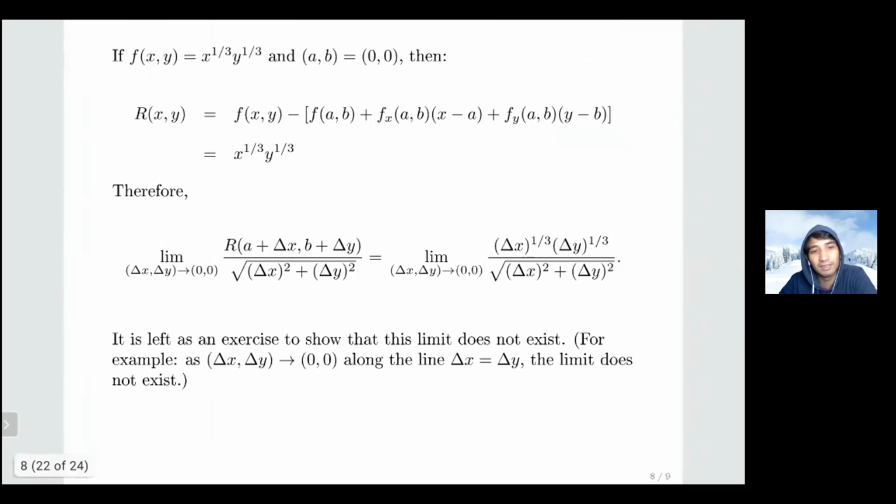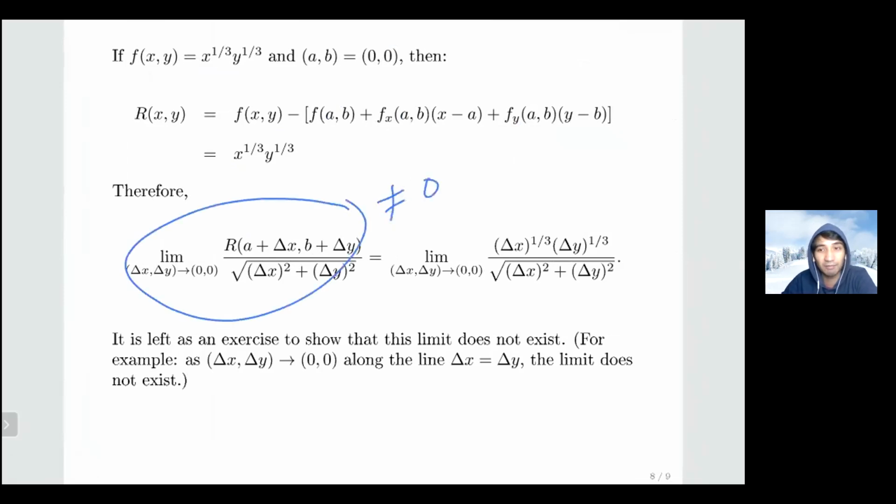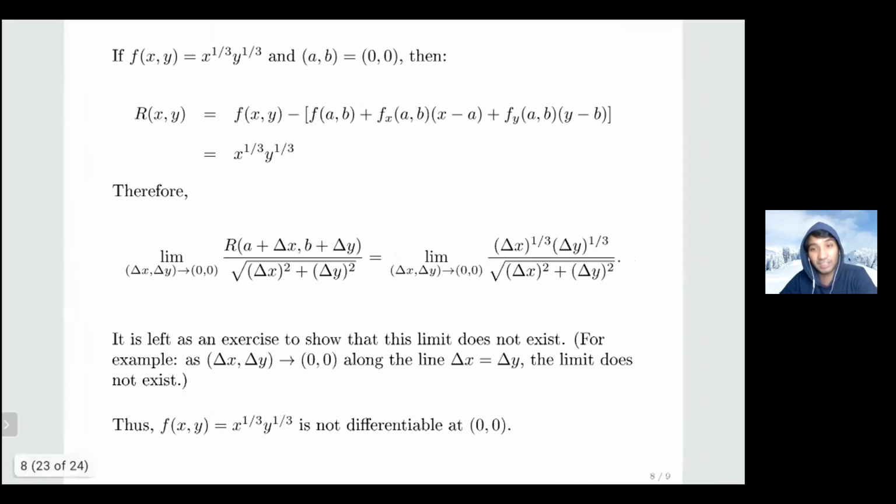Halimbawa, you can show na as delta x, delta y goes to 0, 0 along the line delta x equals delta y, ang lalabas na limit along that curve is infinity. So, hindi nag-exist. Okay, so meron tayong isang path na wala tayong limit. So, therefore, yung buong limit hindi na agad nag-exist. Okay, so na-fail niyang masatisfy yung third condition that the limit of this expression equals 0. No, hindi yan nag-equal to 0. So, this function is not differentiable. Okay? So, this is how you formally prove that f is not differentiable at 0, 0.